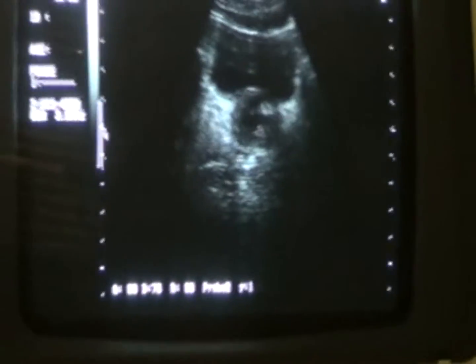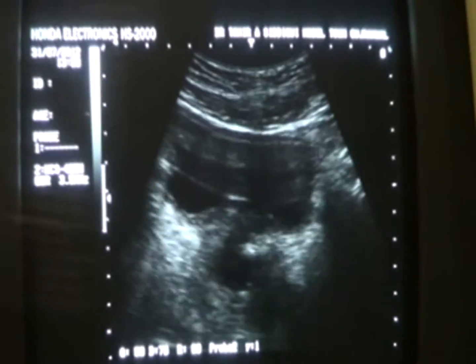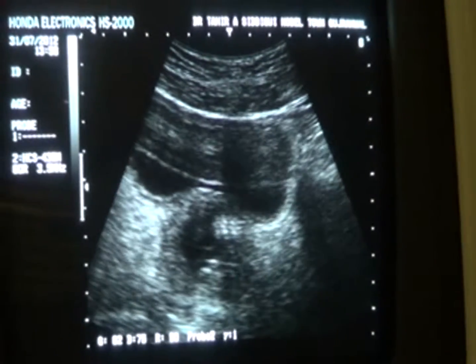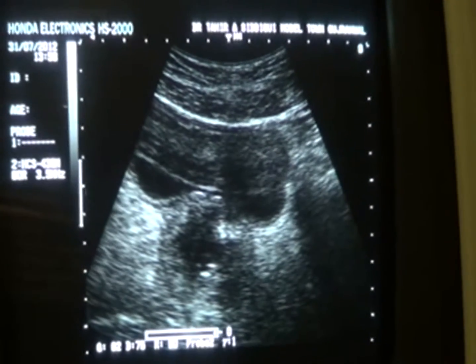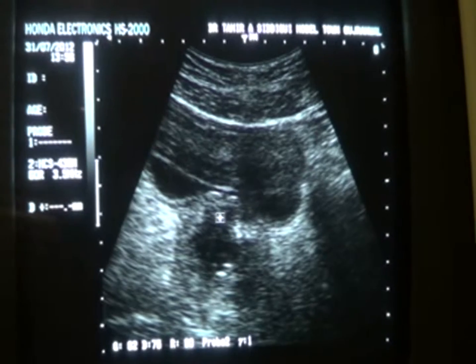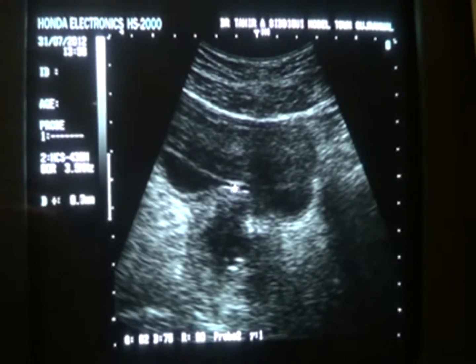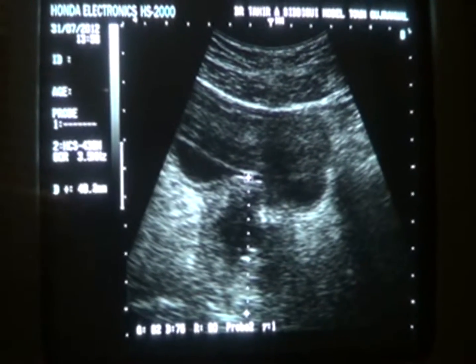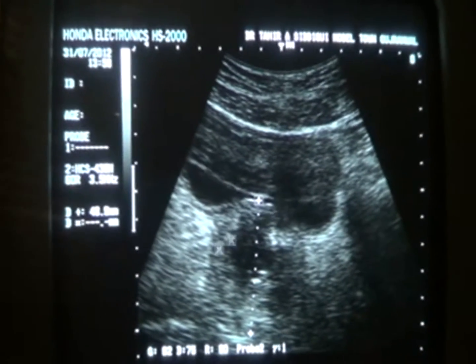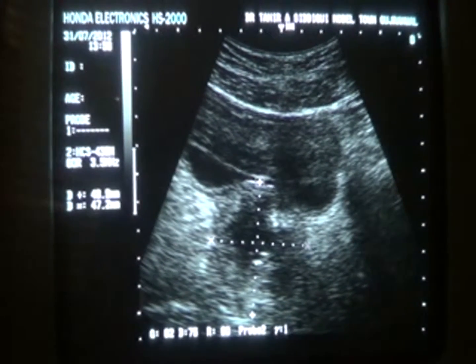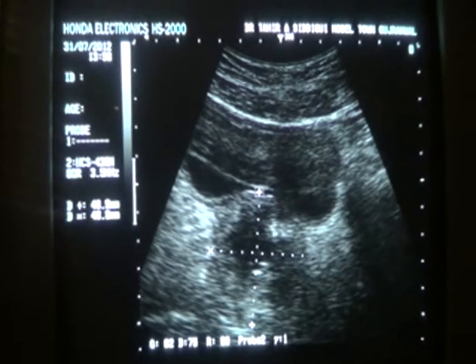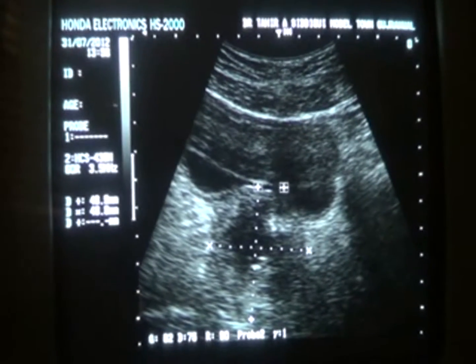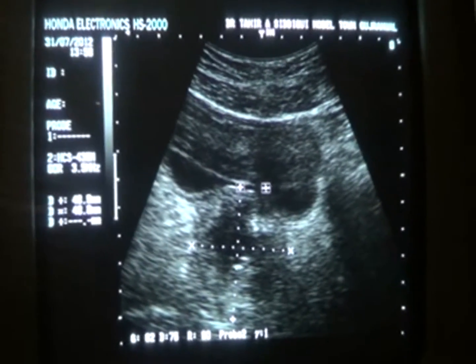Now the patient has presented with a history of dysuria. You can see that this is the prostate in transverse section, measuring 4.8 by 4.8 centimeters.